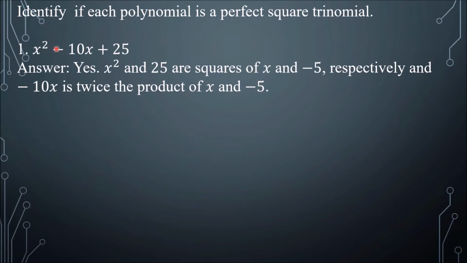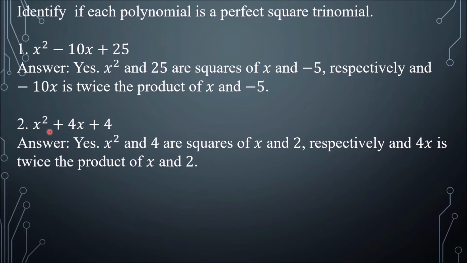So if we square x here, that's x squared. If we square negative 5, that's 25. And negative 10x is twice the product of x and negative 5. So we have x times negative 5, that's negative 5x. Twice of that, that's negative 10x. So that's the rule. Therefore, x squared minus 10x plus 25 is a perfect square trinomial.